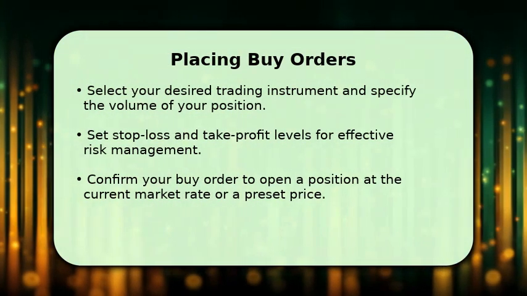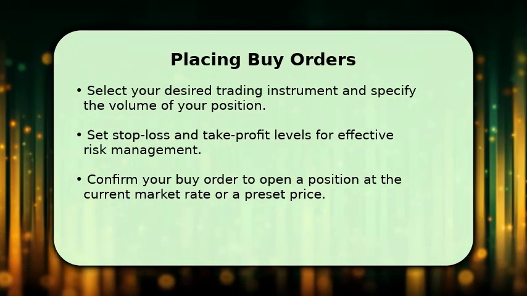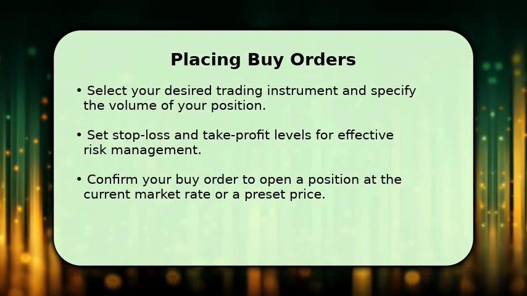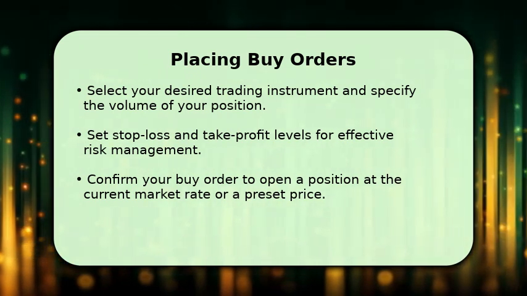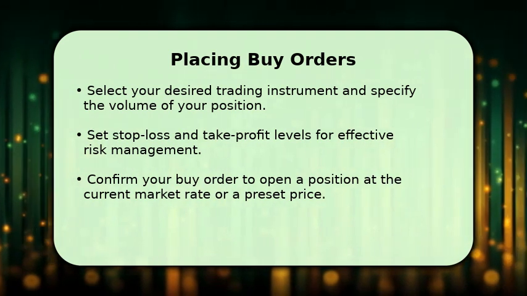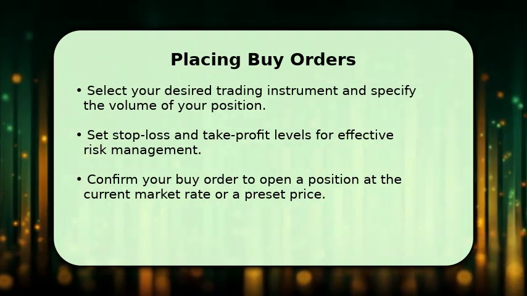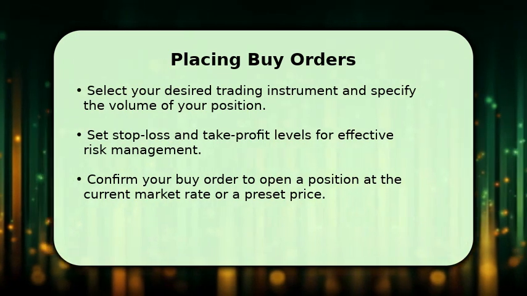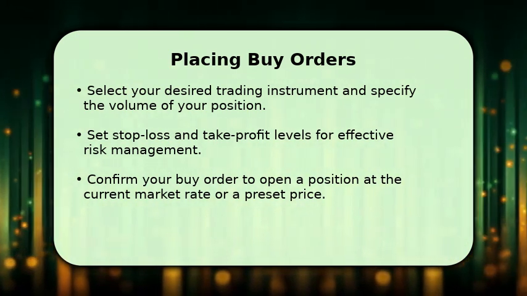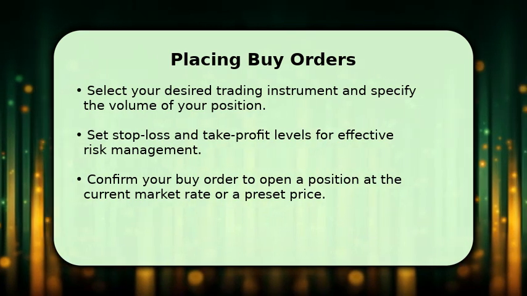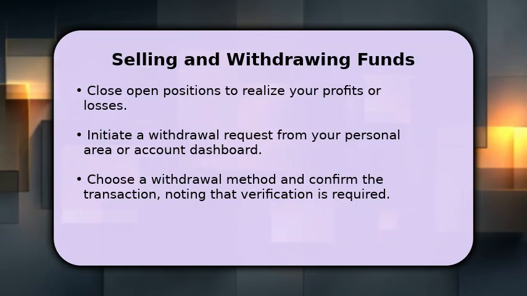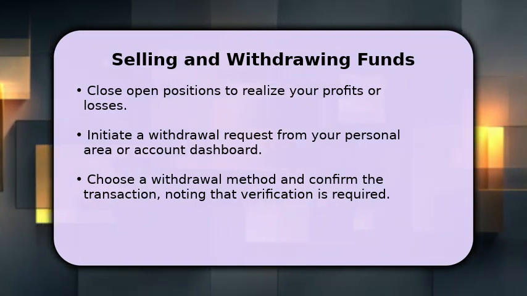Now, let's walk through placing a buy order. Choose the instrument you wish to trade, like a currency pair, and decide on the volume of your position. It's crucial to set stop-loss and take-profit levels to manage potential risks and secure profits. You can open a market order at the current price, or set a pending order to trigger at a specific future price. To sell, you simply close your open positions, which will realize any profits or losses.